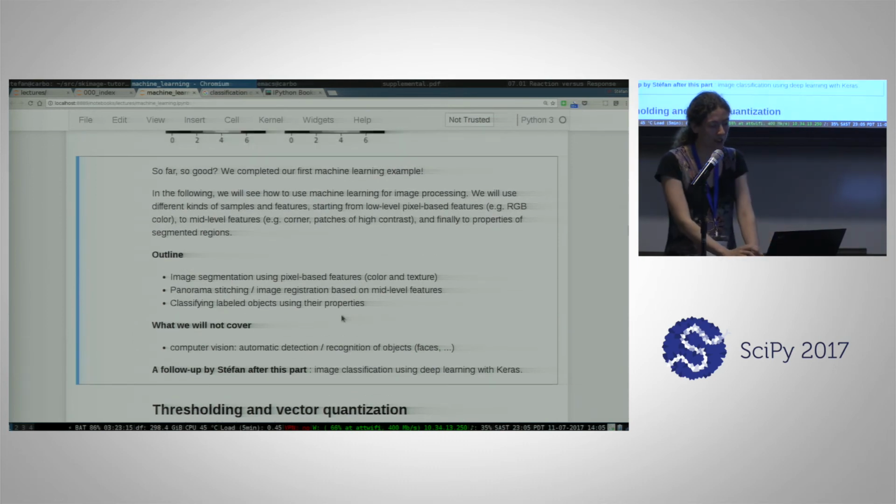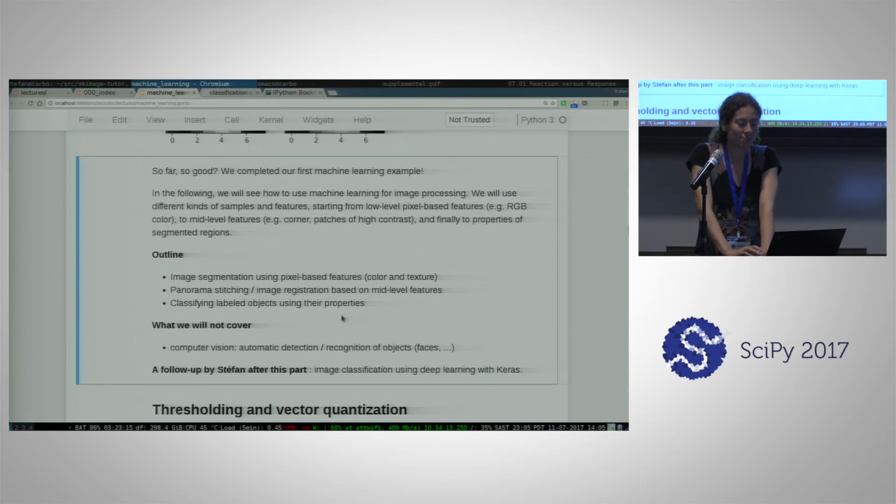So in the following, we'll cover several image processing tasks using machine learning methods. And we will use different kinds of samples and features. I told you that a sample or feature can be several things for image processing. So we will start from low-level pixel-based features, such as the RGB triplet for 1 pixel. Then we'll move on to mid-level features like regions of interest, edges, corners, and so on. And finally, we will use segmented labeled regions as samples and their properties as features.